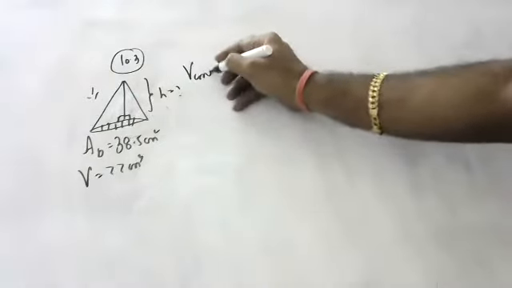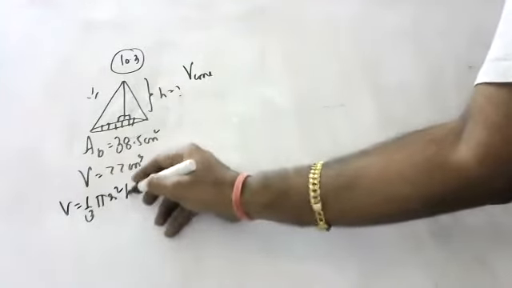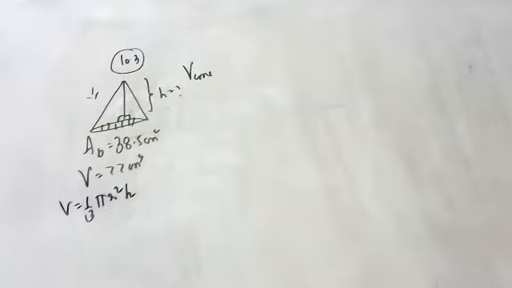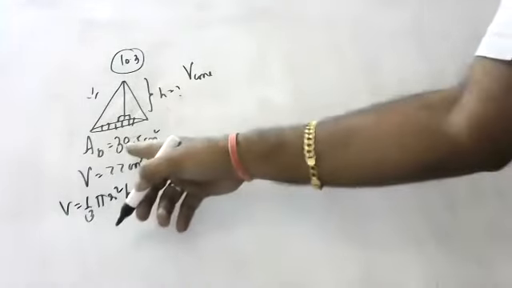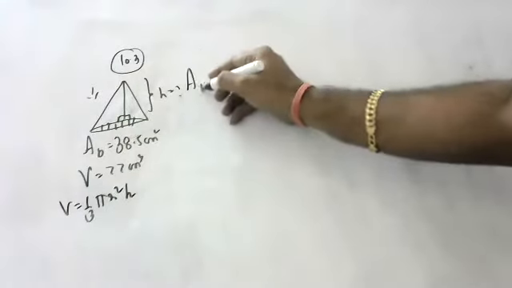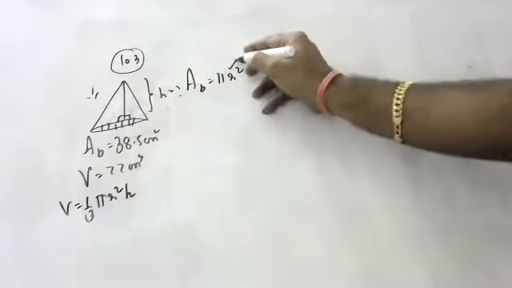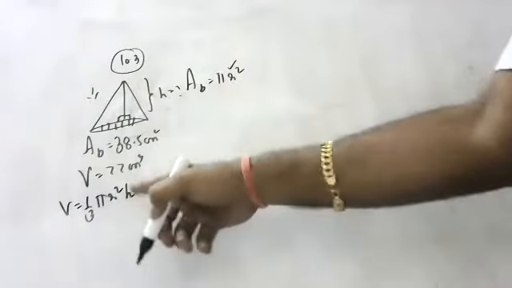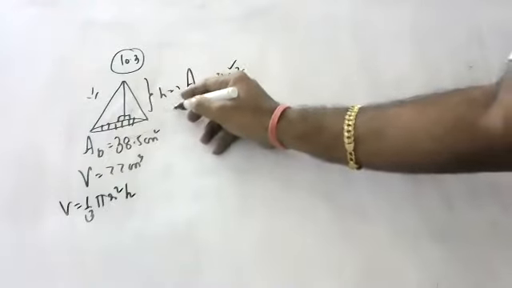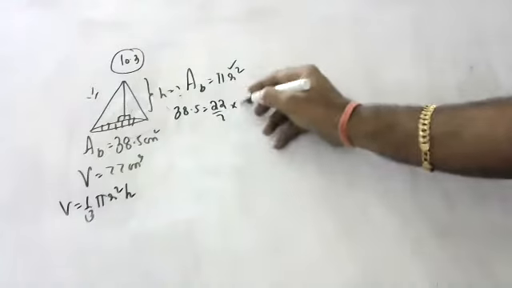What is the volume of a cone? 1 by 3 pi r square h. From the area of base, we'll find the radius. Area of the base is pi r square. Tell me, area of base is how much? 38.5 equals 22 by 7 into r square.